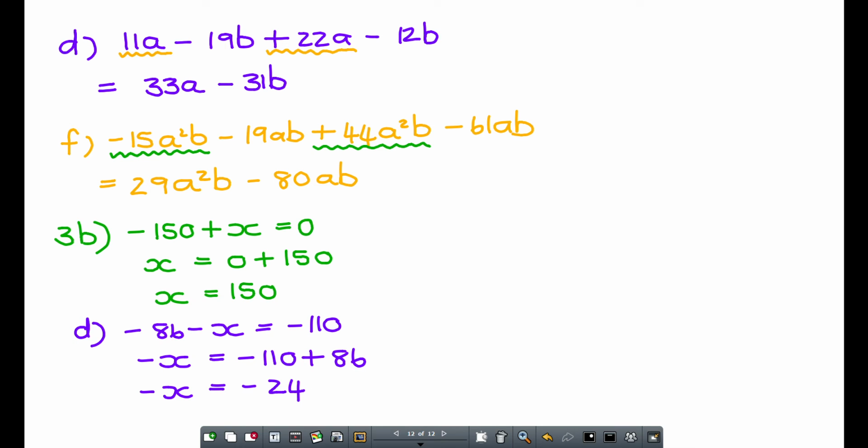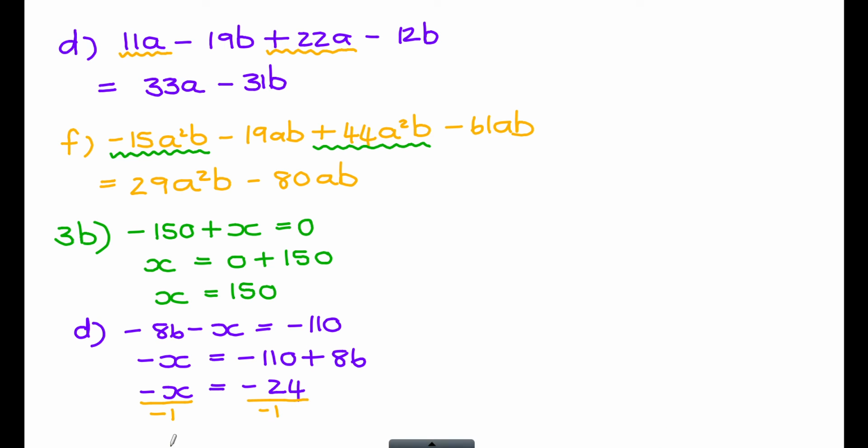But the thing is, I want to get rid of this minus. So what I'm going to do is divide each side by minus 1. Which means that positive x will then be equal to positive 24. You guys good with that? Okay.